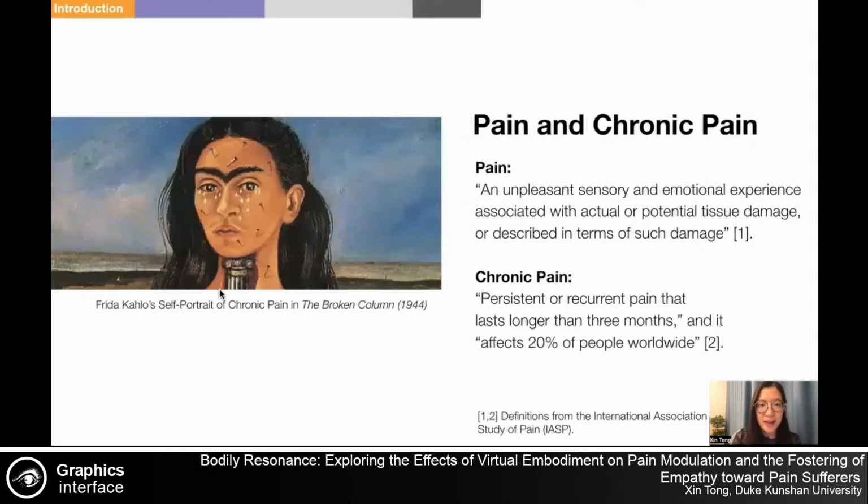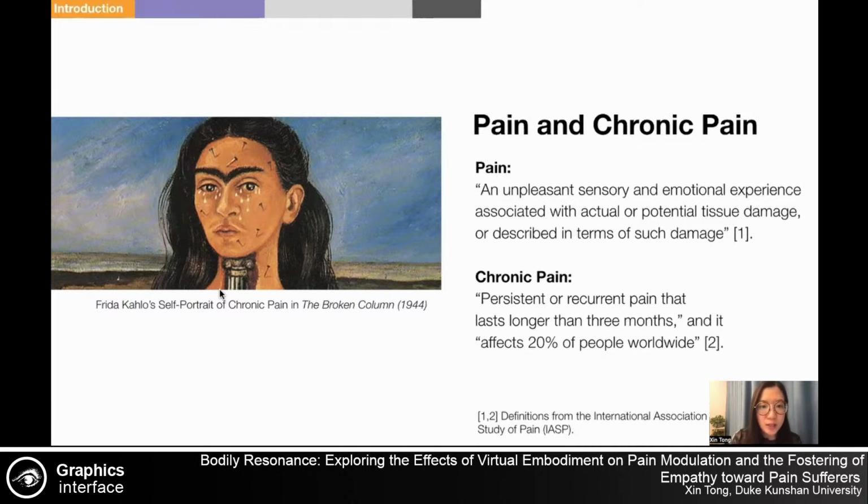Let's start with pain. The International Association for the Study of Pain defined pain as an unpleasant sensory and emotional experience. I decided to focus on chronic pain because globally, chronic pain affects around 20% of the population and persists longer than 3 months. Chronic pain is hard to cure and causes huge economic burdens. Patients not only experience pain, stress, and depression, but also suffer from social stigma and isolation.